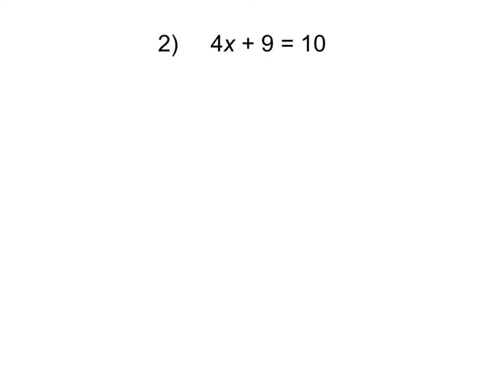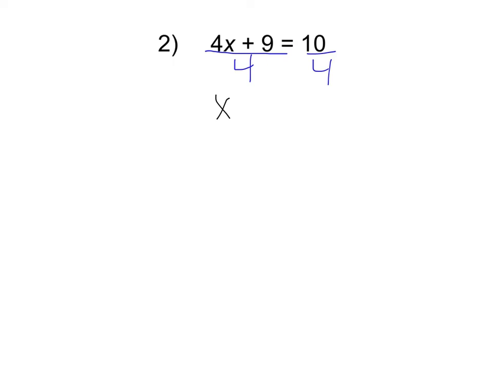So let's look at that 4. It's attached by multiplying, so we're going to divide. And we need to divide the entire side by 4, because whatever you do to one side completely, you do to the other. So it's not just dividing the 4x, you have to divide the entire thing. So when I do that, I get the 4x divided by 4 is just x, which, hey, that's nice and easy.